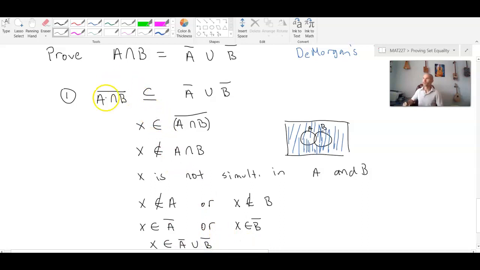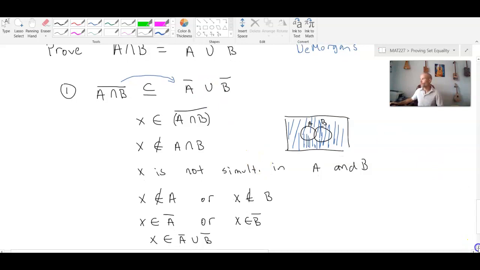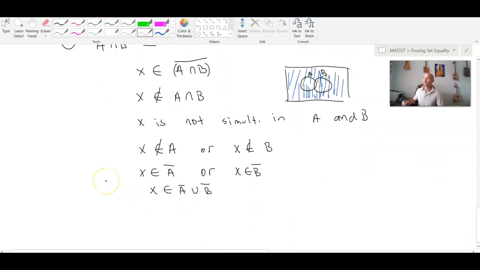And we're done. We started off with X being an element of the thing on the left, and now we've shown that it's also an element of the thing on the right. Now, a lot of times reversing this process is very similar, and you can almost always look at your steps in going one way and show that it goes the other way. So now we need to show that A complement union B complement is a subset of the complement of A intersect B.